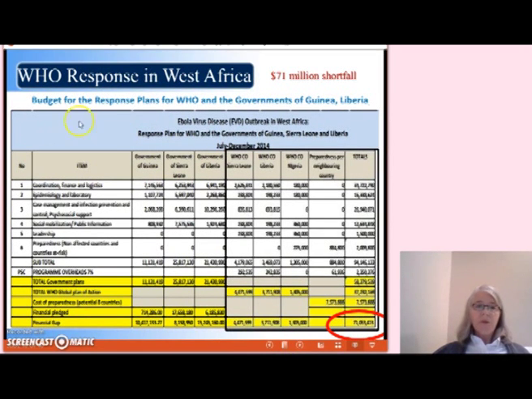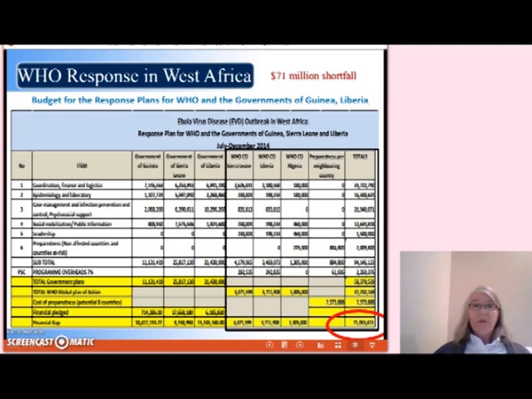Again, on the response, you could see the amount of money that was spent. Here's the World Health Organization budget for plans to strengthen the national public health systems in Guinea, Liberia, and Sierra Leone. The government plans are in the $21 million range for the sequential years, for each country. And the total financial gap that they need is another $71 million.